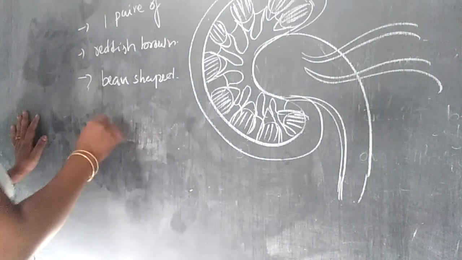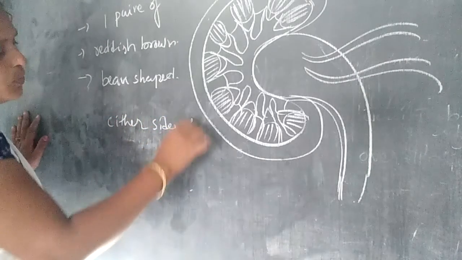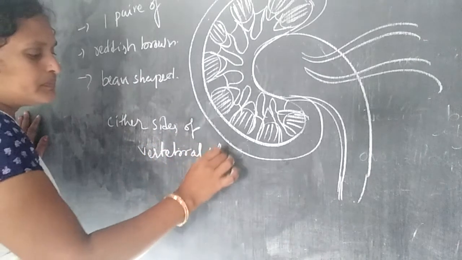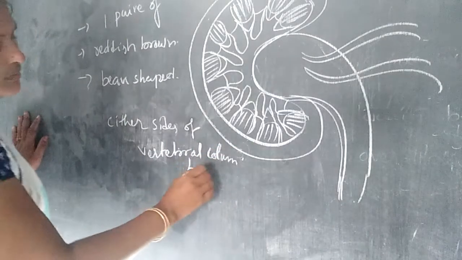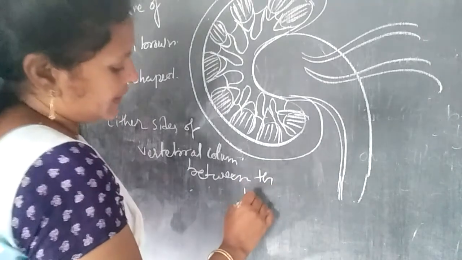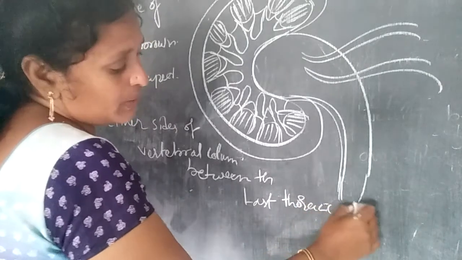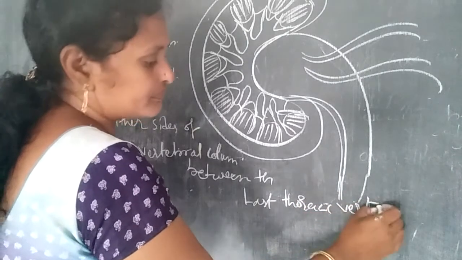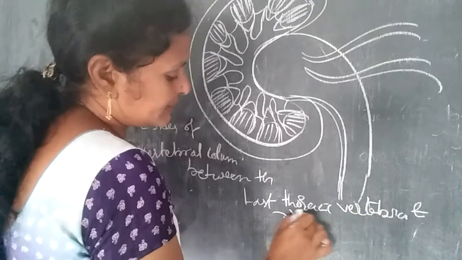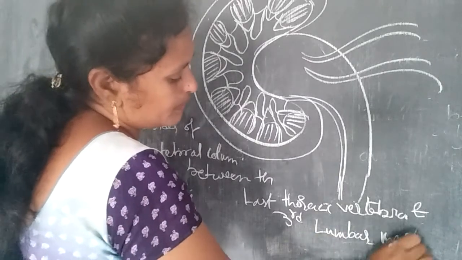The kidneys are present at either side of the vertebral column, between the last thoracic vertebra and the third lumbar vertebra.